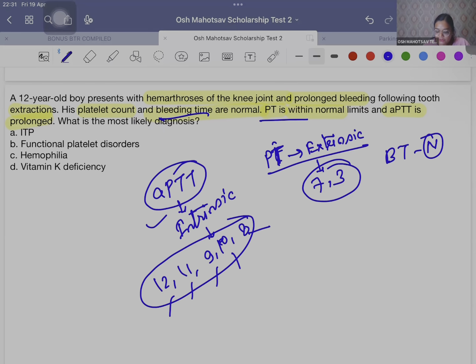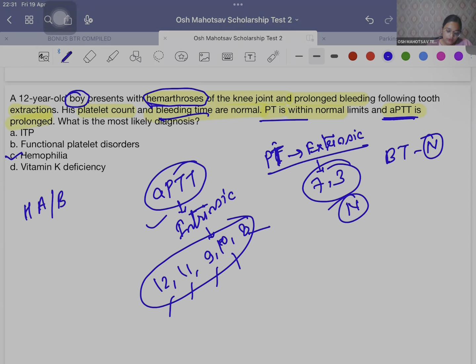Okay, if PT is normal, it means there is no problem with the extrinsic pathway; only APTT is the problem. So the diagnosis will be hemophilia, and they have also written hemarthrosis. Hemarthrosis means there is more blood in the knee joint, which will lead to the square-shaped joint in this baby. They also gave us a boy history, so it can be hemophilia A or B, because hemophilia C is autosomal recessive.